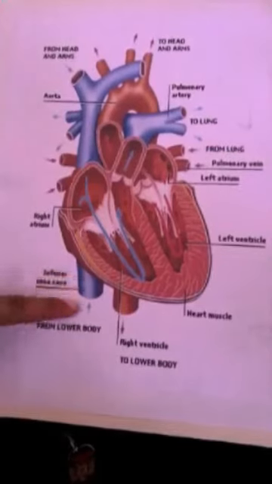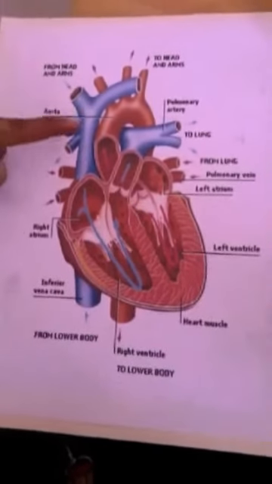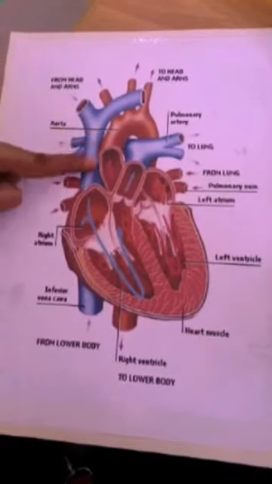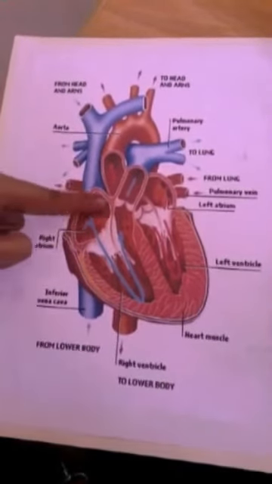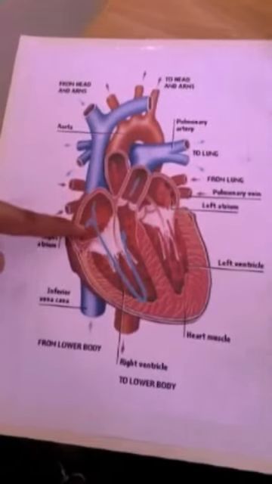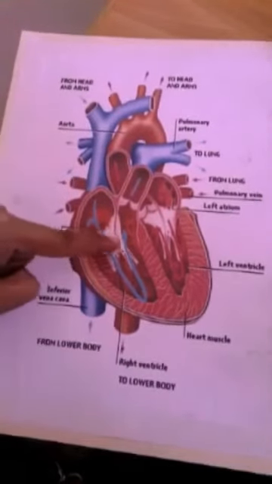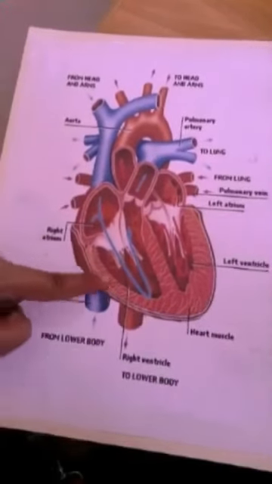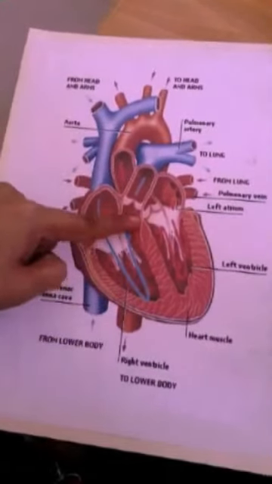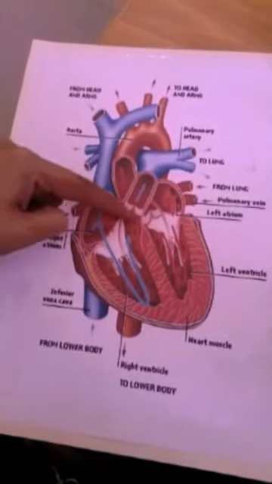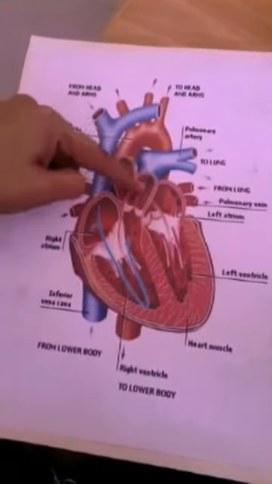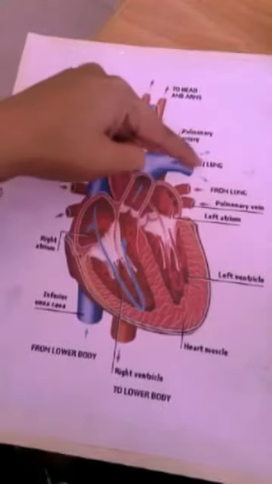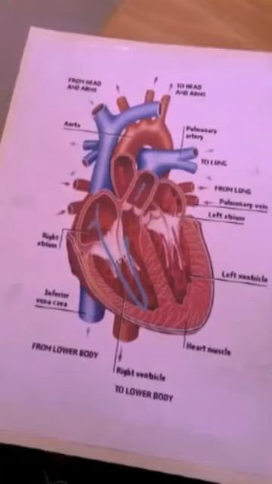Unoxygenated blood will travel from the inferior vena cava and superior vena cava, entering the right atrium of the heart, passing through the tricuspid valve, entering the right ventricle of the heart. It will pass through the semilunar valve or your pulmonary valve, entering the pulmonary arteries. You have the right and the left pulmonary arteries going to the lungs.